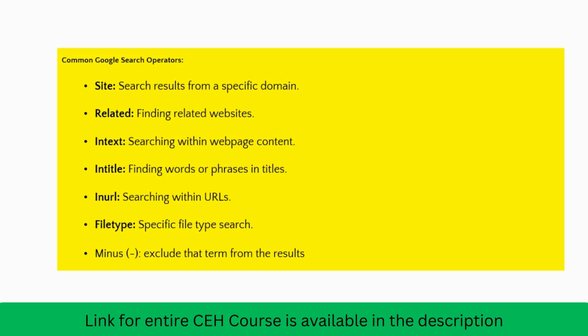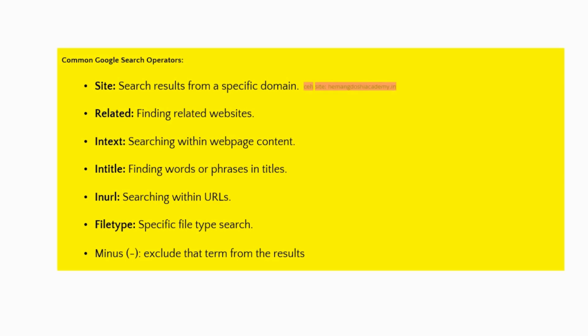First one is site. It helps to search results from a specific domain. So if you want to see what topics are related to CEH from Hemang Doshi Academy, you can use this particular operator. Related helps you to find related websites. If you want to understand what the related websites are with respect to Amazon.com, you can use this operator.